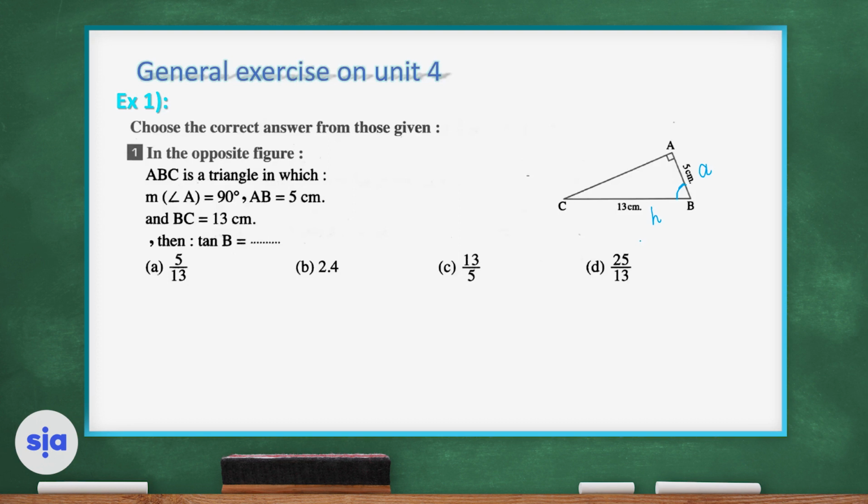To find tan B, you need to find the opposite. So, you can easily find AC using the Pythagorean theorem as 13 squared minus 5 squared. So, the length of AC is equal to 12. Then, tan B is opposite, which is 12, over adjacent, which is 5. If you simplify 12 over 5, you will see that it's equal to 2.4. Then, the right choice in this case is choice B.